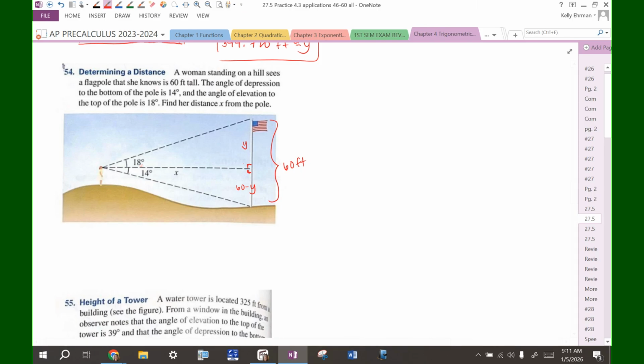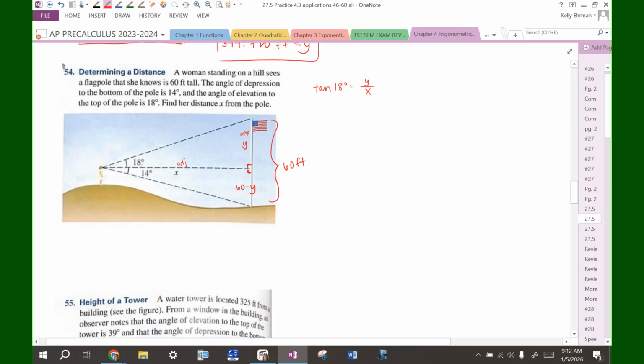So the thing about this is that we have two unknowns, x and y, and we have two triangles to set up. So set up the top triangle first. Y is opposite, x is adjacent. So I have the tangent of 18 degrees equals y over x. That's kind of all I can do with that right now.